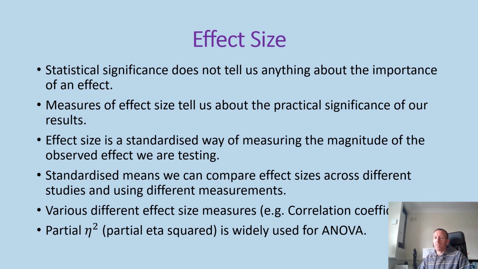So there are various different effect size measures. One you've probably all encountered before is the correlation coefficient. It's a measure of effect, essentially. Partial eta squared is a commonly used effect size with ANOVA, and SPSS will calculate this for us. And it's useful because rough benchmarks exist that allow us to assess whether our result shows an effect that's small, medium, or large. Yeah, and partial eta squared is essentially a measure of the variance explained by our model.